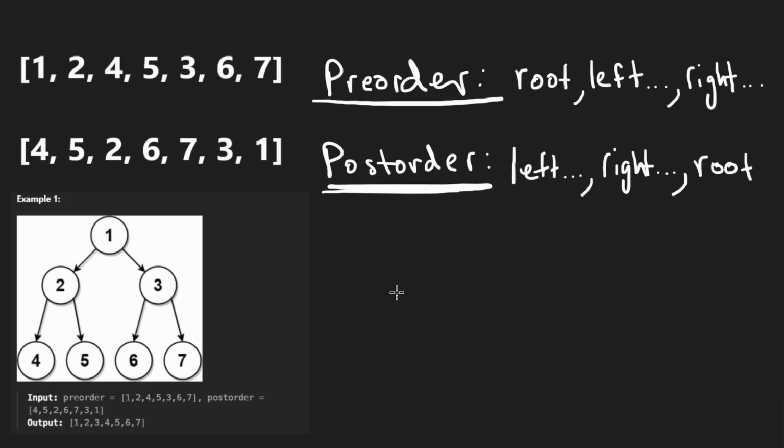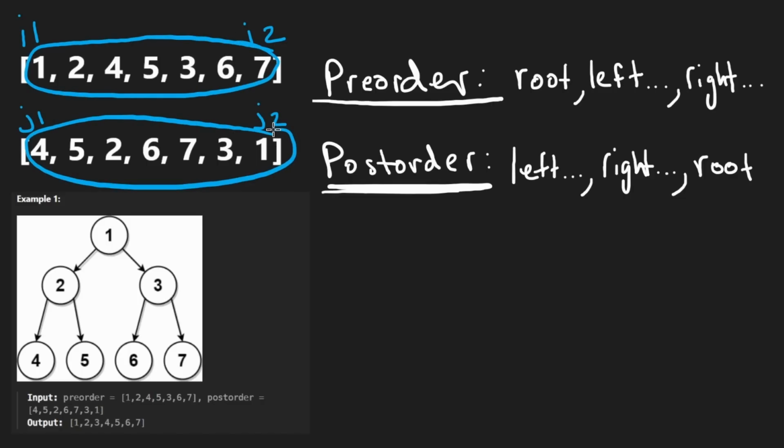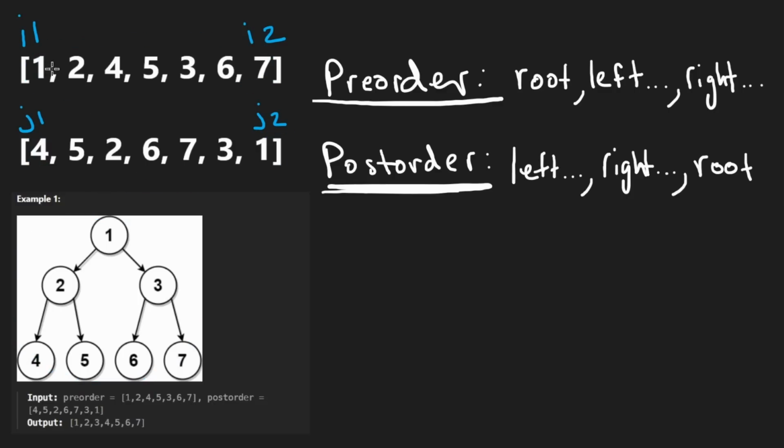I'm not super creative, so what I'm going to say is I'm going to have, let's say, I1, which is going to be at the beginning of preorder, and I2, and then I'm going to have J1 and J2 for the other array. Conceptually, this is how it's going to work. We're trying to take this preorder and this postorder and create a tree out of them. So we know that we can take the first one in the preorder.